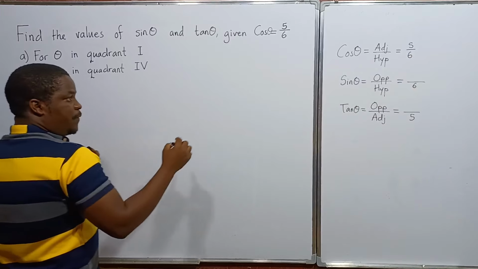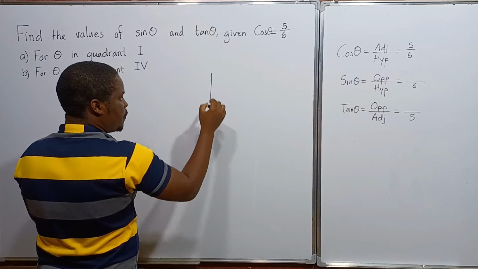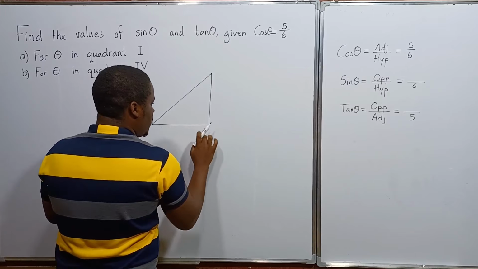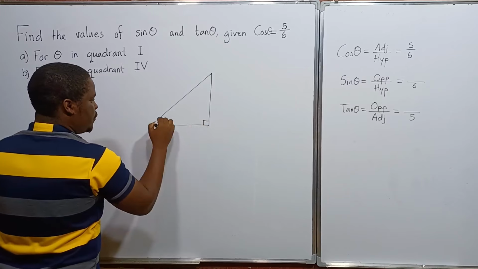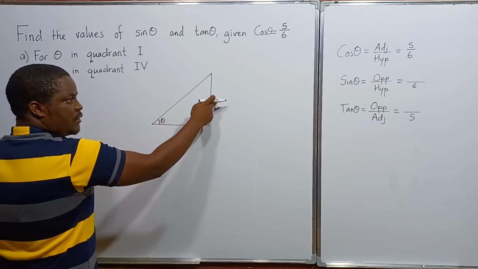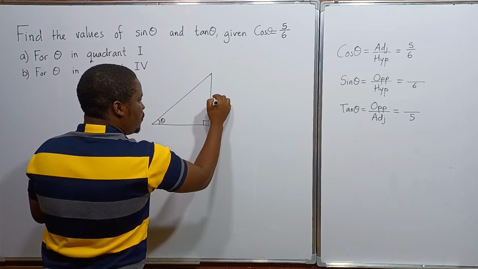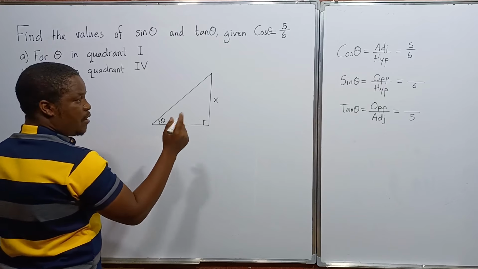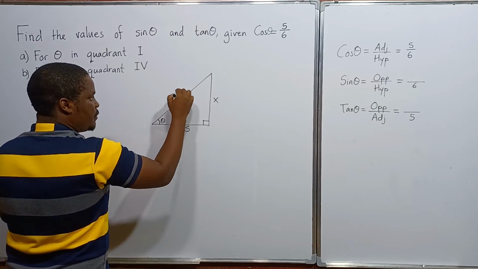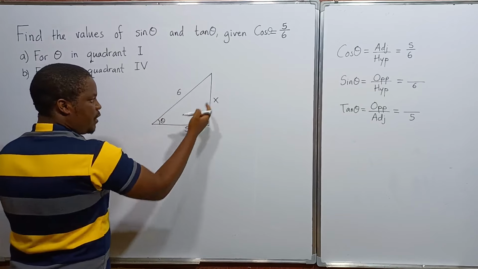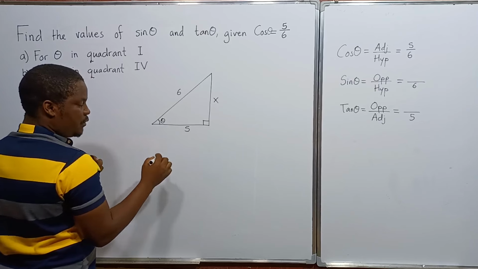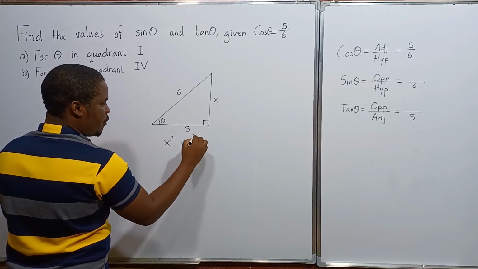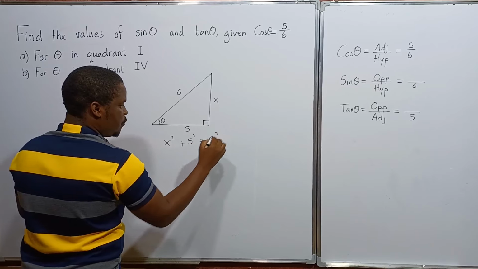Now, to find the opposite, we're going to do this. If I have this right-angled triangle, this is my theta. This will be my opposite, and in this case, the opposite is what we're looking for. So let me just use x. Our adjacent is 5 and our hypotenuse is 6. So to find the value of x, according to Pythagoras, x squared, which is the opposite, plus 5 squared, the adjacent, is equal to 6 squared.